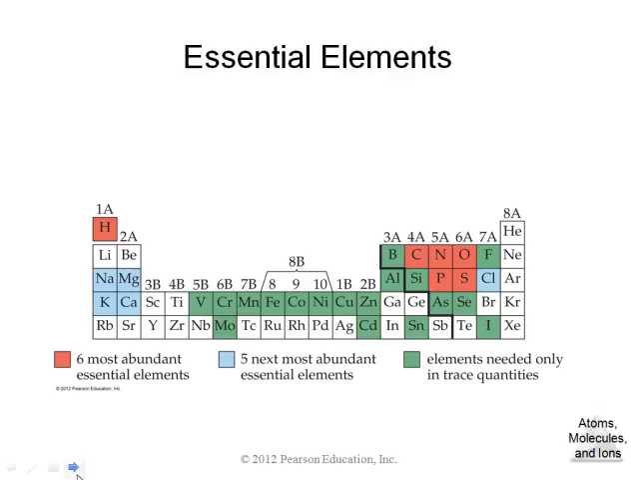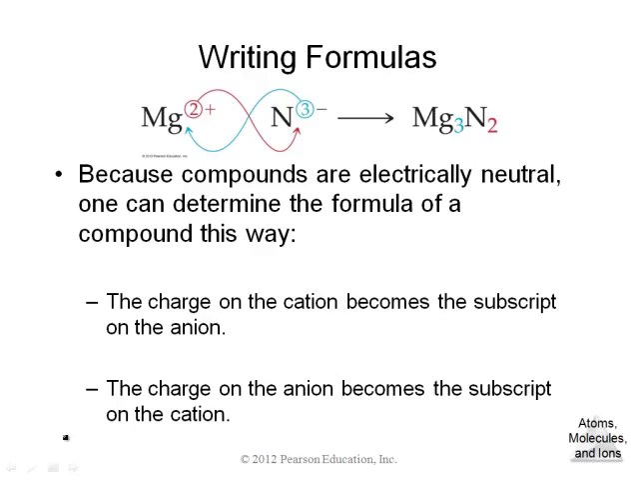Okay, so we talked about ions. Now we are going to learn how we write formulas. Even though ionic compounds are formed from oppositely charged ions, electrically they are always neutral, or the ions come together in such a way that electrical neutrality is maintained. And how do we write the formulas? Let's take the example of magnesium ion and nitride ion.